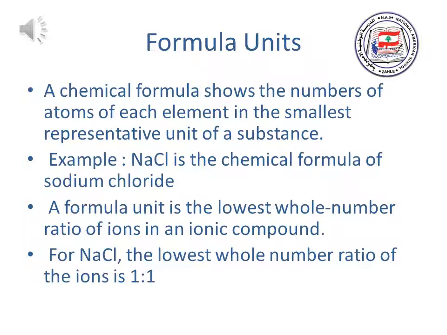Now, what is a formula unit? A formula unit is the lowest whole number ratio of ions in an ionic compound. So, for sodium chloride, the lowest whole number ratio of the ions is 1:1, which means 1 Na+ ion to each Cl- ion.